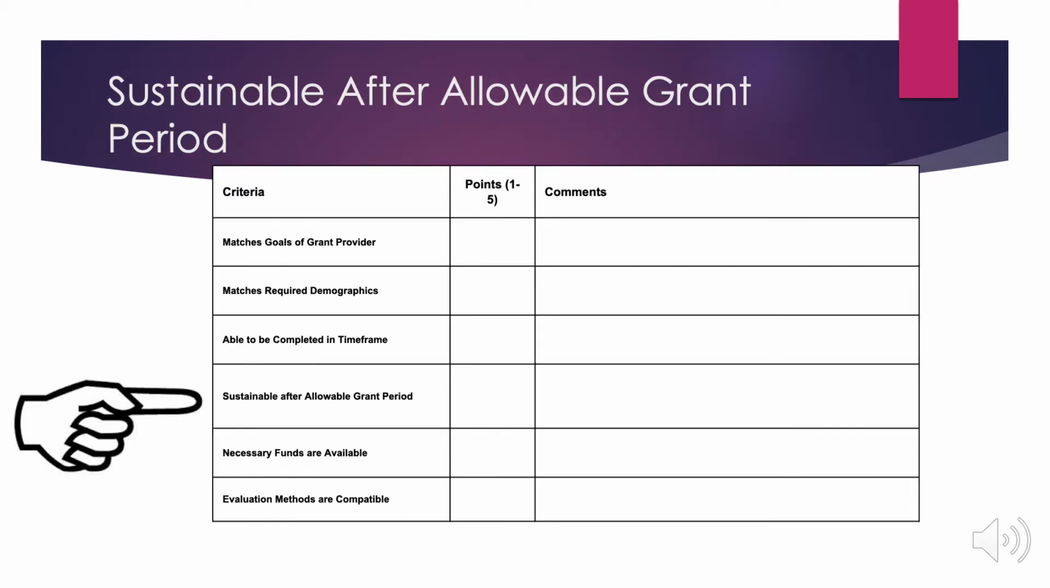The next criterion is, is it sustainable after the allowable grant period? This criterion is not necessarily related to any particular grant. Most grant providers are concerned with what will happen to your program after the grant's time period runs out. Will your project fall apart with no additional funding, or is it self-sufficient? You have to make sure that any project you begin can either be fully completed within the time frame allowed or is sustainable after the allotted time without additional grants.